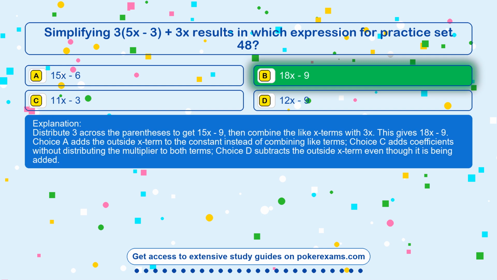Distribute 3 across the parentheses to get 15x minus 9, then combine the like x terms with 3x. This gives 18x minus 9. Choice A adds the outside x term to the constant instead of combining like terms. Choice C adds coefficients without distributing the multiplier to both terms. Choice D subtracts the outside x term even though it is being added.